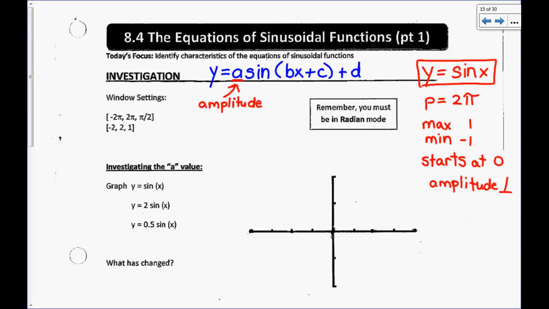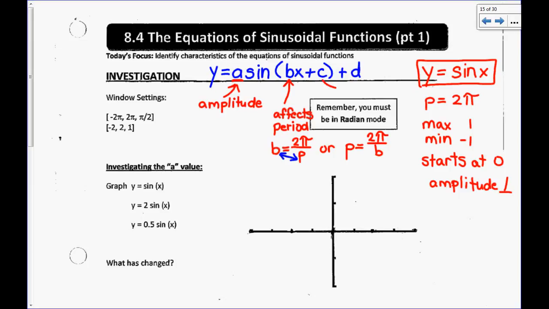If we play with the parameter b, this is not your period, but it affects the period. Do you remember those two formulas for figuring out what b is? B is 2 pi over the period, if you know what your period is. If you know b but you want to figure out your period, it would be period equals 2 pi over b, okay?